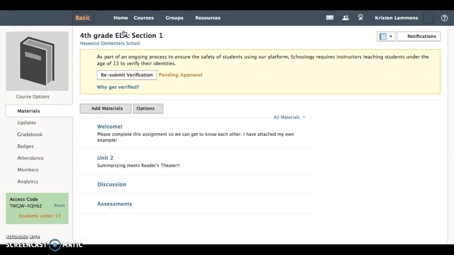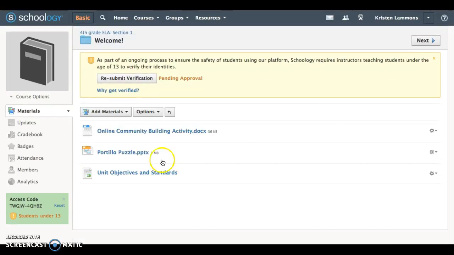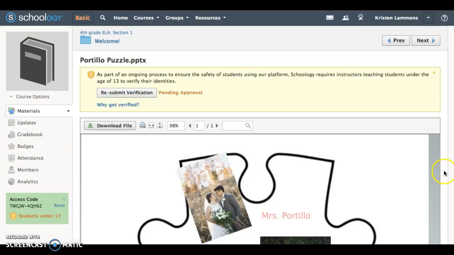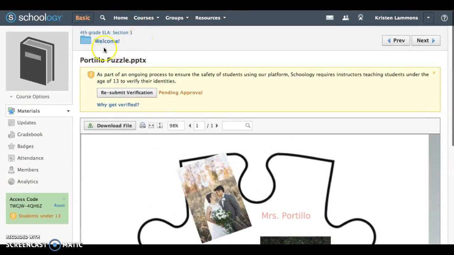And I provided them with an example of mine with a picture of me and my husband and my family, and that I really like to travel. So those are things that I'm bringing to the classroom.